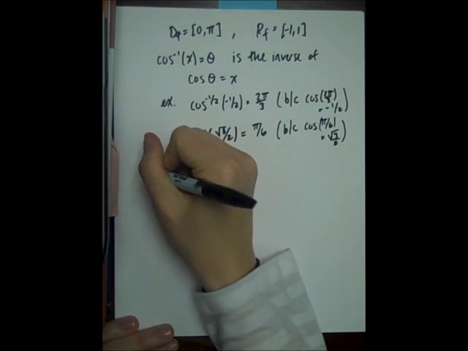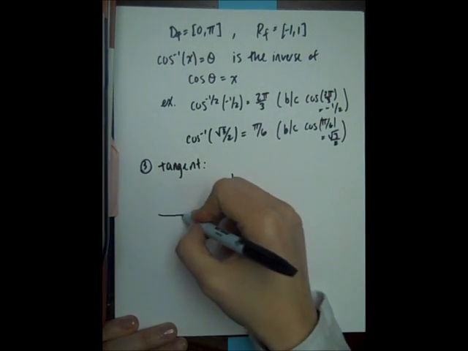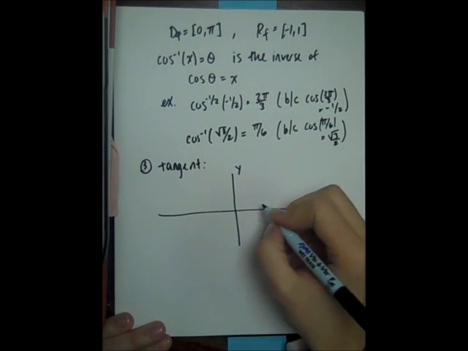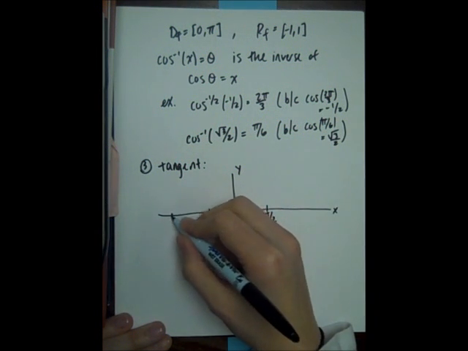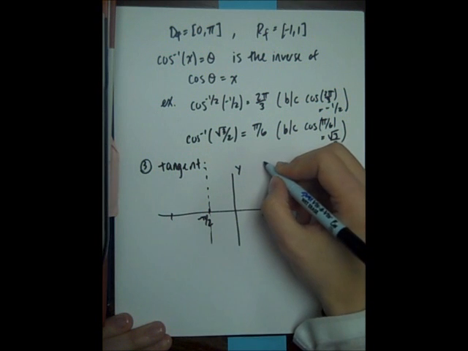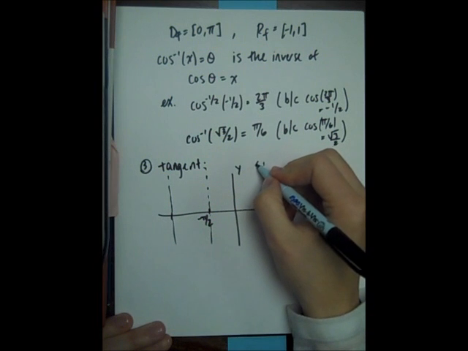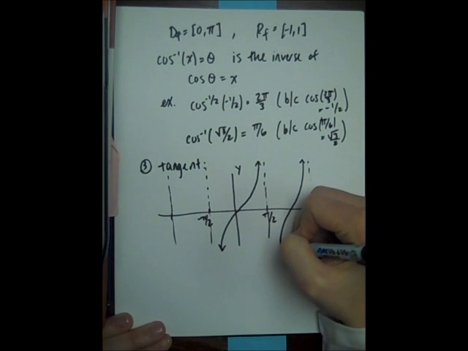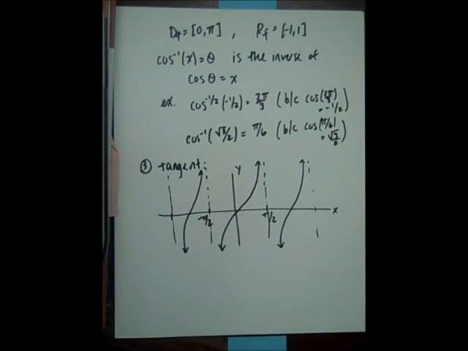Lastly, let's talk about tangent. What does the graph of tangent look like? Tangent was the one that had all of those vertical asymptotes. It had them at pi over 2, had them at negative pi over 2, and it kept going. And then I had the curve going through the origin, and it just kind of repeated itself infinitely many times.